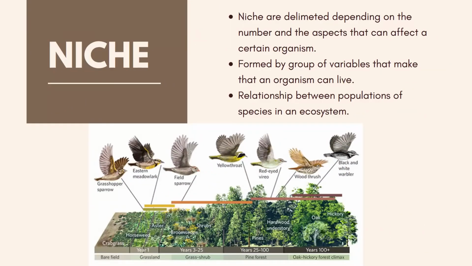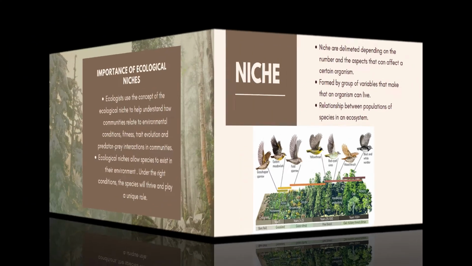Niches, on the contrary, are delimited depending on the number and the aspects that can affect a certain organism. It is usually formed by a group of variables that make it so that an organism can live and reproduce in a certain place using certain factors for it.